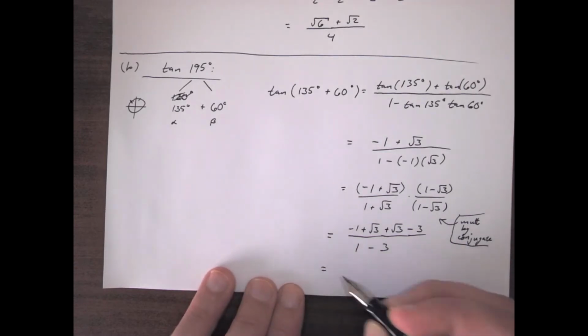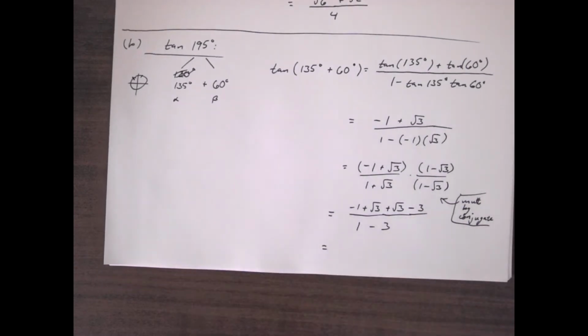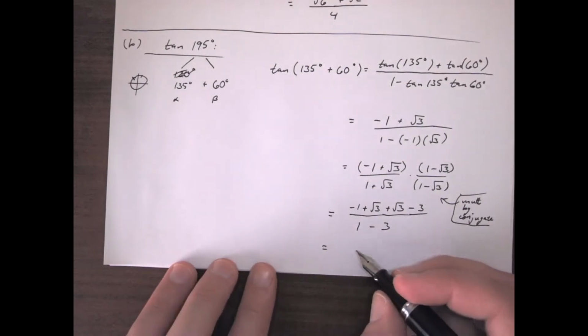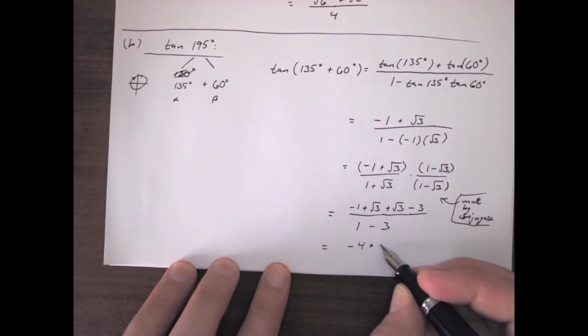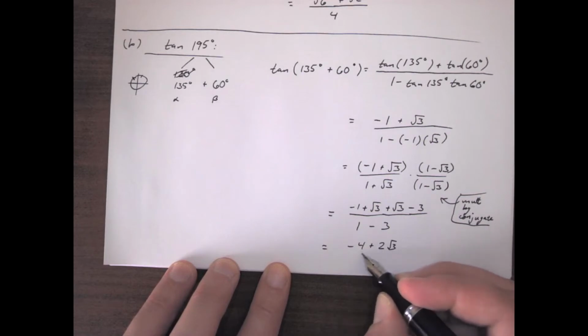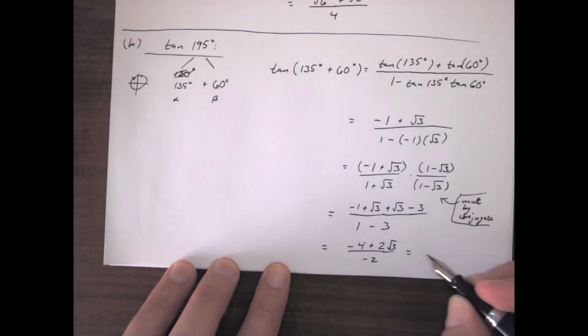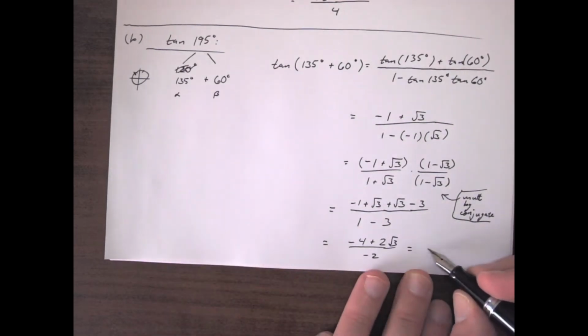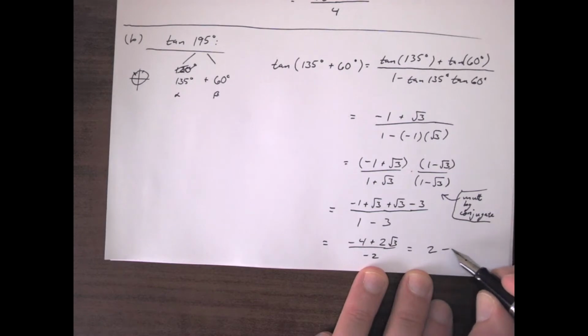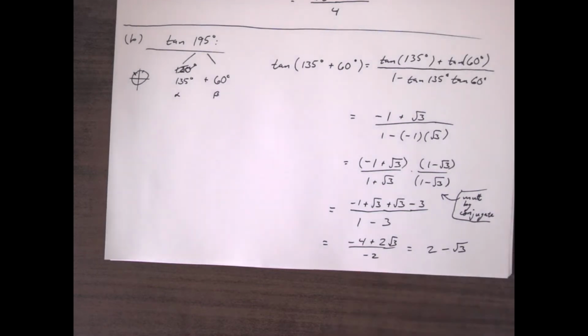So the reason for doing this is, look how simplified it's about to get. We're going to have on the top negative 4 plus 2 root 3, all divided by negative 2. And so we can divide everything on the top by the negative 2 to get 2 minus root 3. So this is the most simplified version of this answer, and that will be preferable.